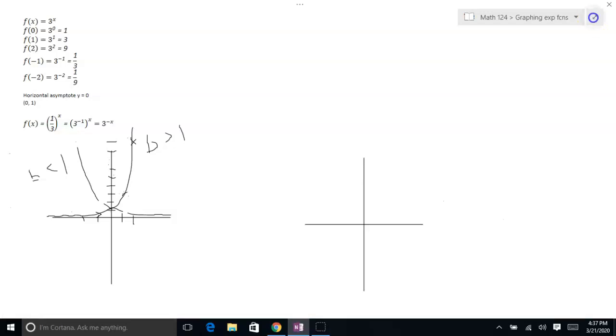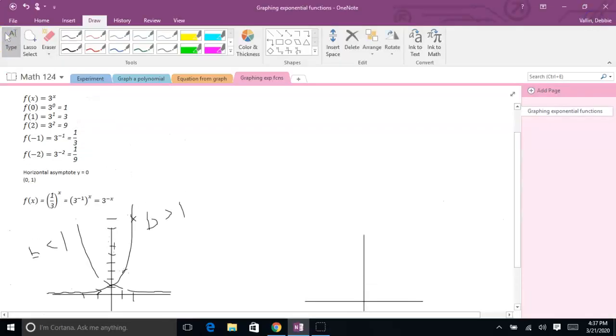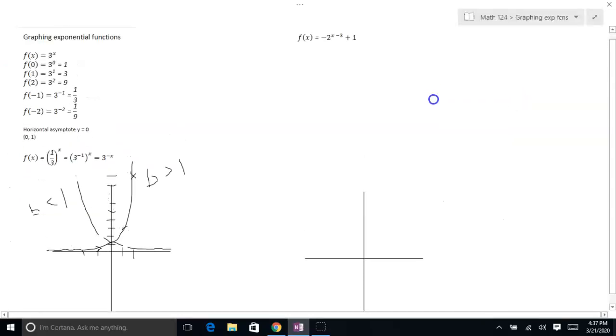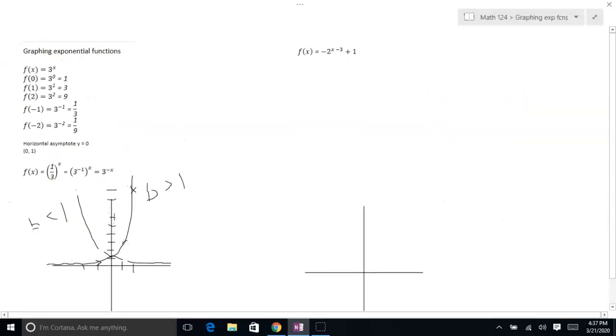Let's take a look at another one that has some bells and whistles added in here. Let's do f of x equals negative 2 to the x minus 3 plus 1. Almost everything but the kitchen sink in there. We are not going to plot points. Instead, we're going to look at what changes are in that function from the original one. One change is that the base is different. When the base is different, that acts like a vertical stretch or shrink. That's all that does. I'm not too concerned about that. I'm concerned with the rest of the stuff in here.